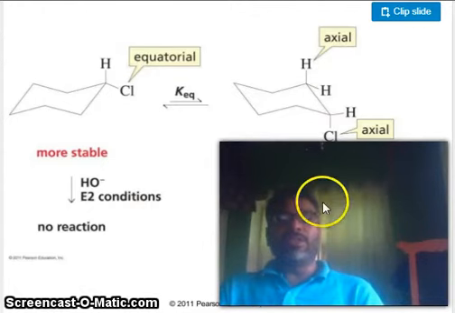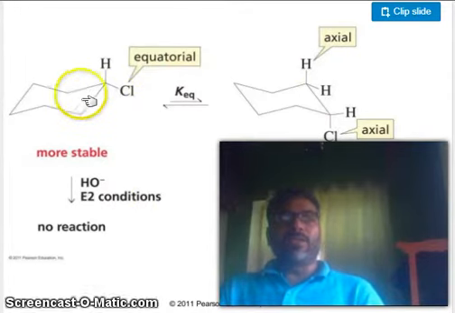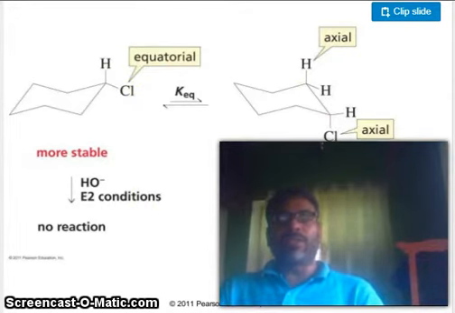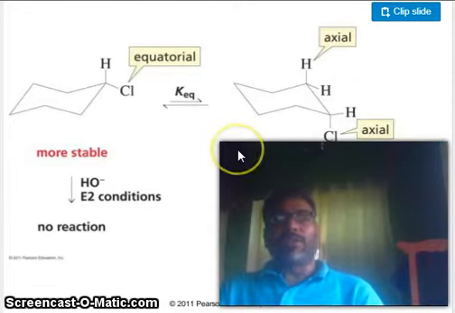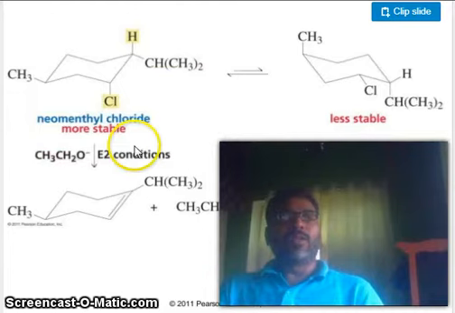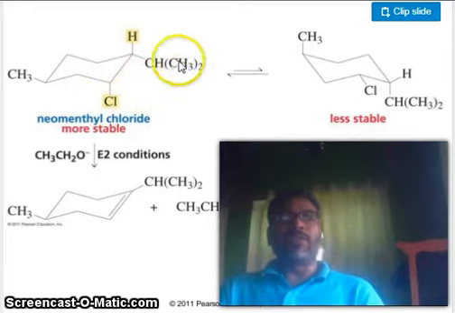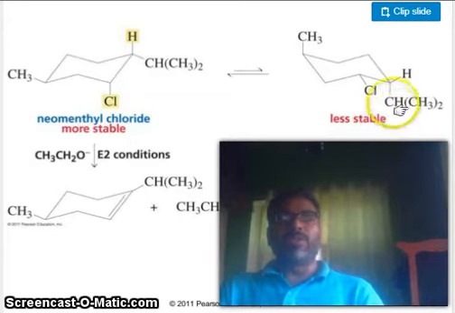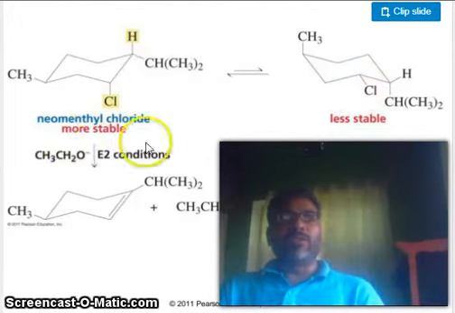This is a very important reaction for NET examinations. So equatorial is more stable and this axial is less stable. So the less stable one gives the elimination product. Now menthyl chloride, more stable. This is axial, and this group is equatorial, and this is less stable. You see, this is axial and this is equatorial. So elimination occurs in the less stable conformer.